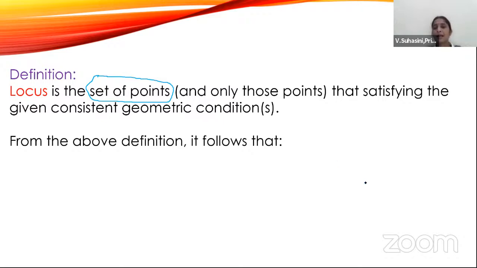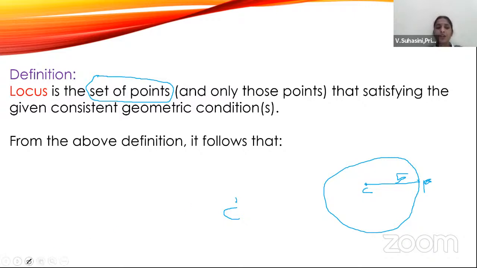Suppose in the previous example, I was talking about a point C, and I was asking you to observe the points which are at a distance of 5 centimeters. I have collected all those points and I have shown that the path is a circle. Isn't it, children? If I say you take the point C and collect the points which are at a distance of infinity, can you do it in your present class, children? You cannot collect like that.